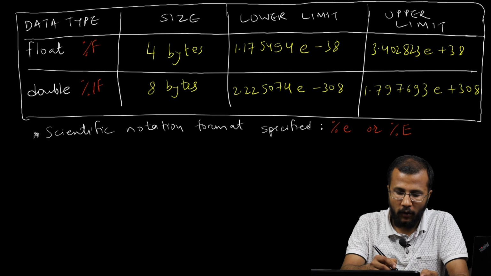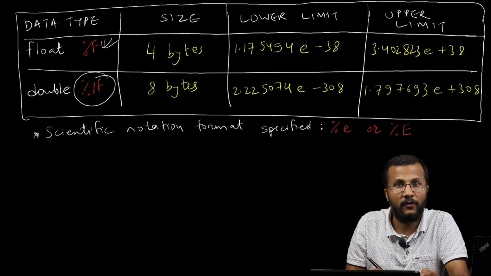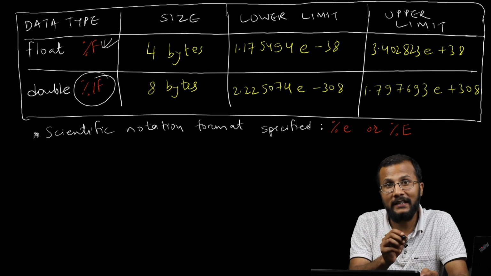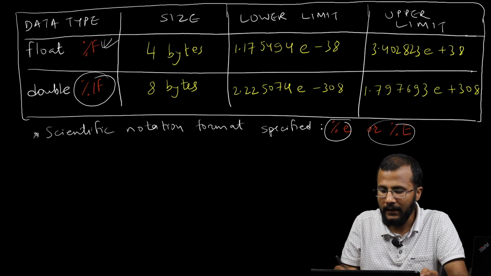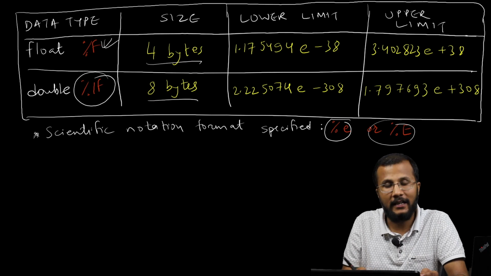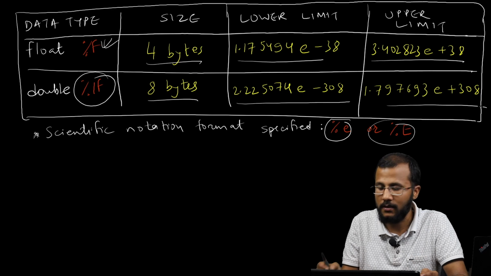Now for float, the format specifier is %f, and for double it is %lf, note it down, okay. And to print float and double in scientific notation, you can use %e, okay. And the size is 4 bytes and 8 bytes respectively, and this is the lower limit and the upper limit for float, and this is for double, okay.